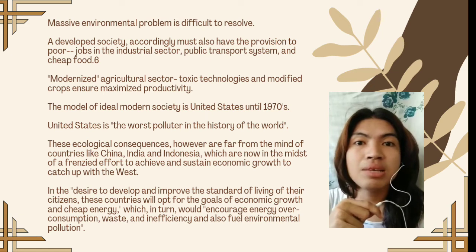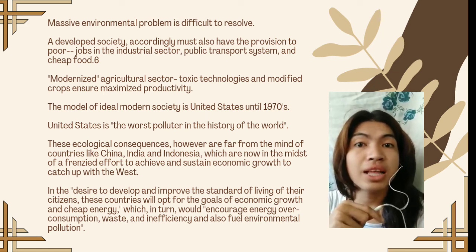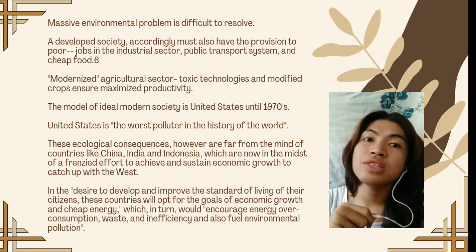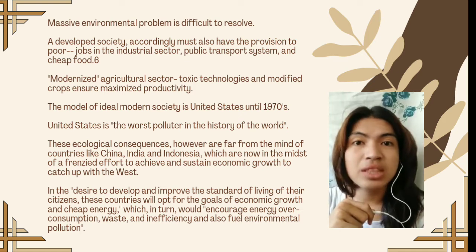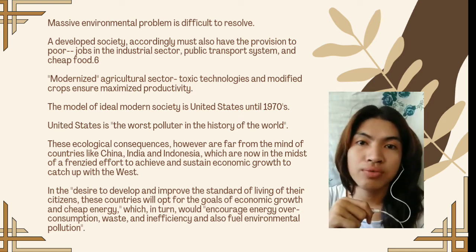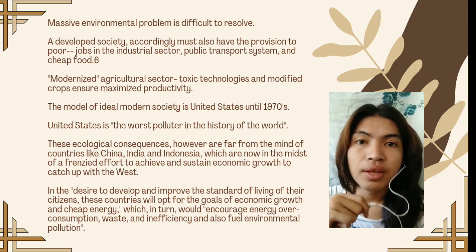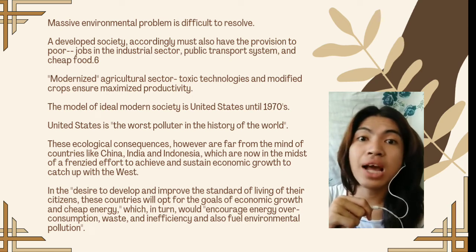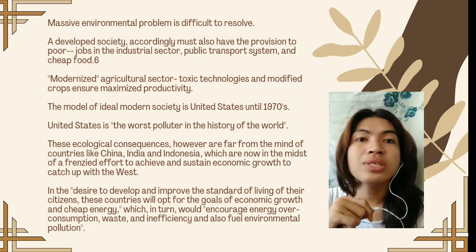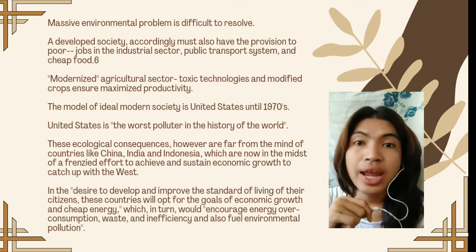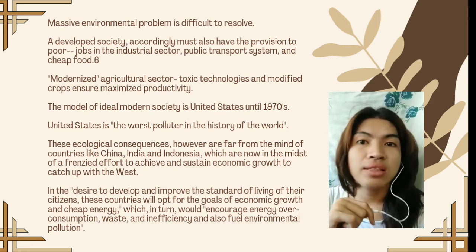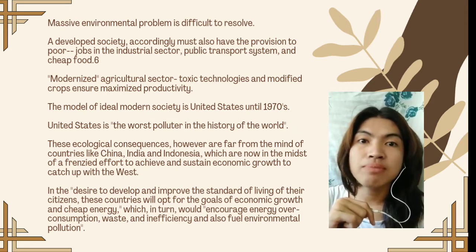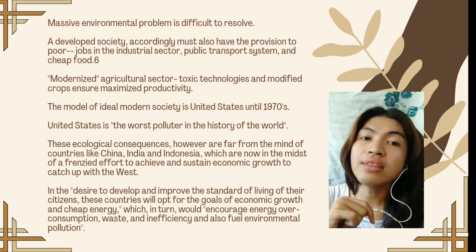A developed society must also have provisions for the poor, for example, giving jobs in the industrial sector, having a good public transport system, and cheap food. But the food depends on the country's free trade with other food producers. Next is the modernized agricultural sector. When we say modernized agricultural sector, it has technologies like fertilizers and pesticides, and modified crops, highly yielding varieties of rice.